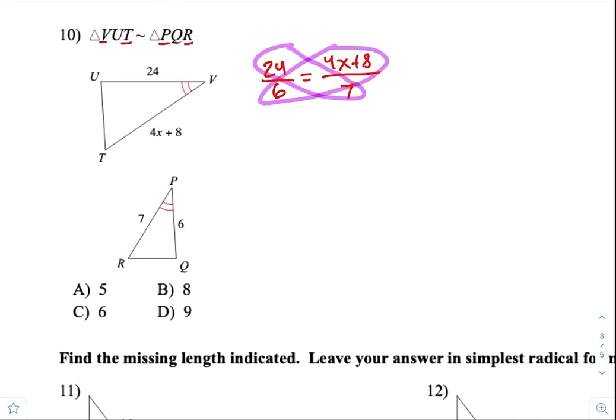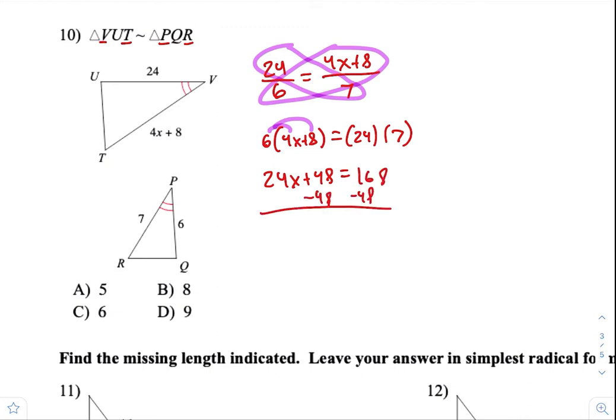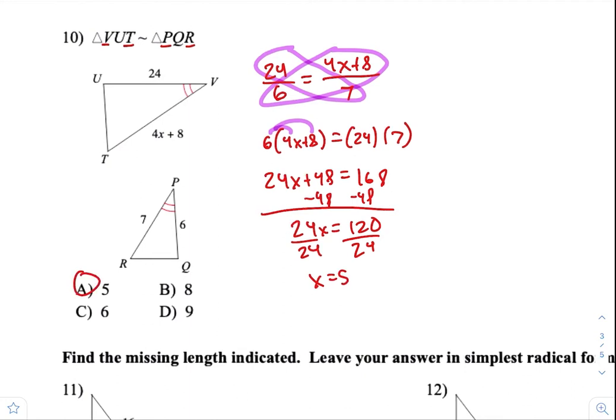Cross multiply, so 6 times 4x plus 8 is equal to 24 times 7. Distribute. 24x plus 48 is equal to 24 times 7, which is 168. Subtract both sides by 48. 24x is equal to 120. Divide both by 24. X is going to equal 5, which is A.